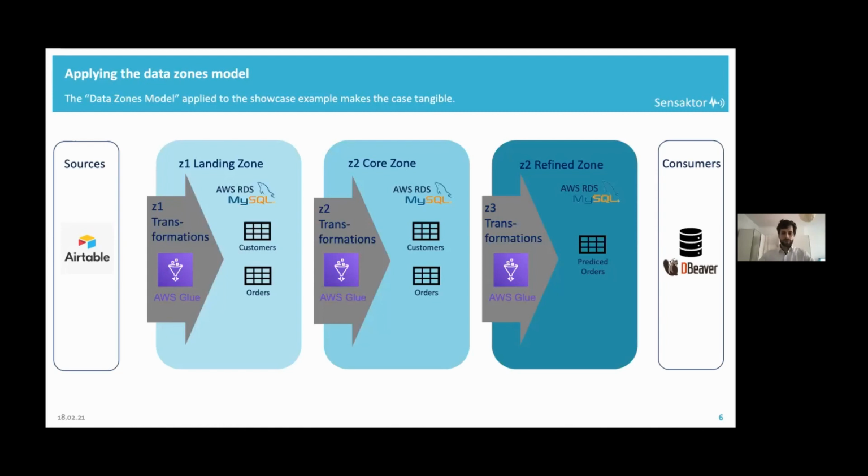So here we have the one-to-one mapping. These two tables are then transformed. We will see that in the details as well. We rename some columns and they will be transformed into customers and orders.